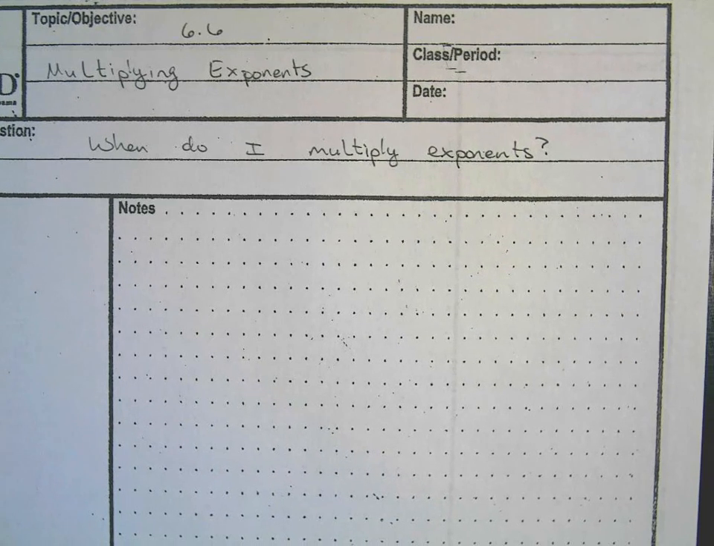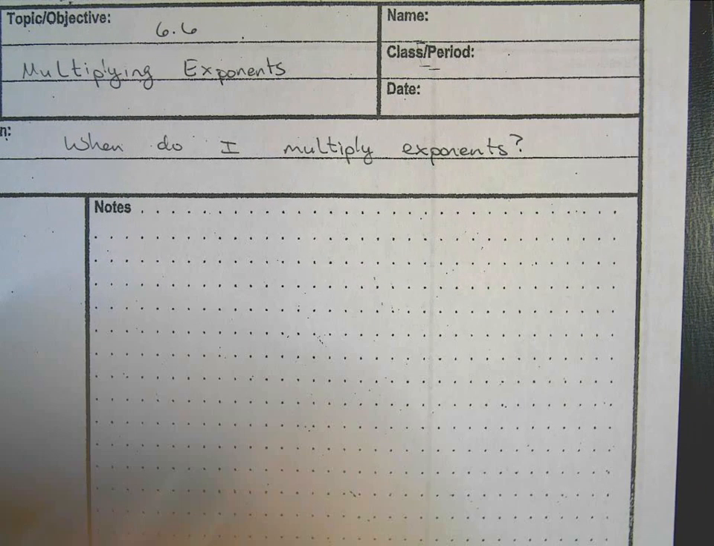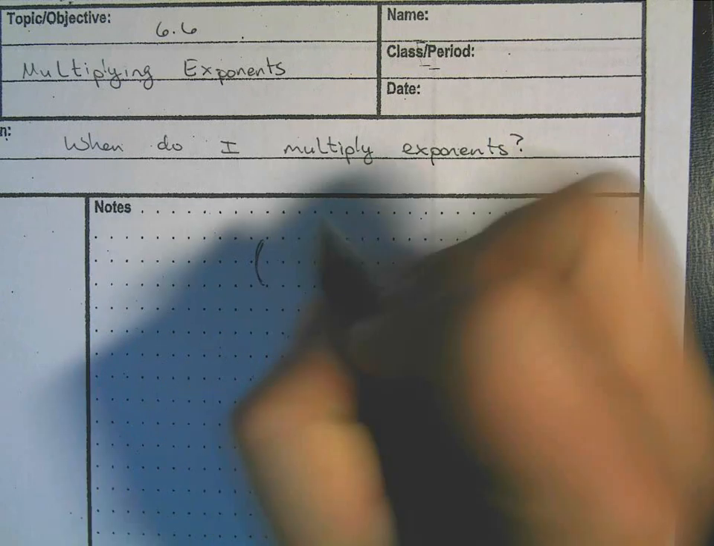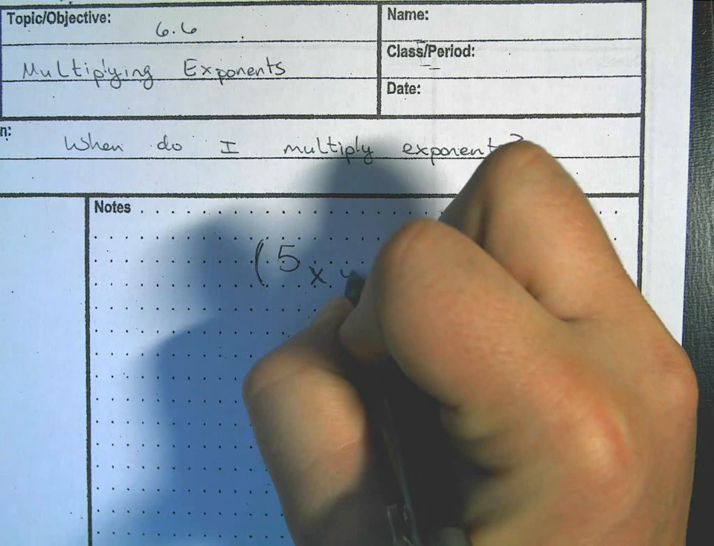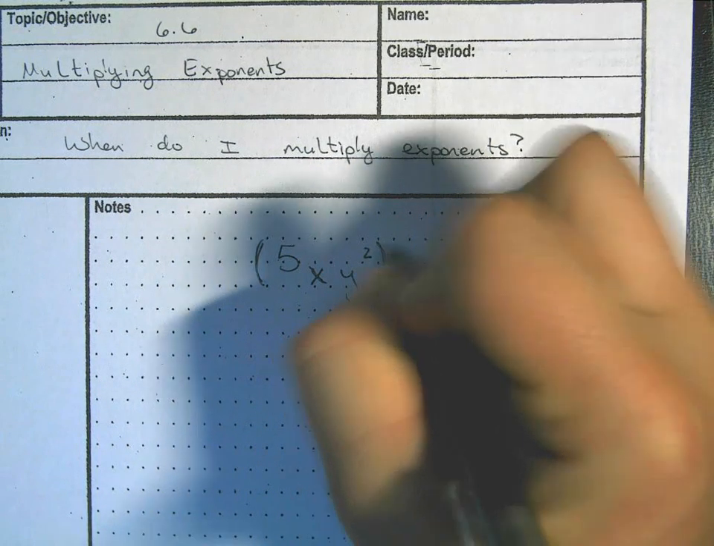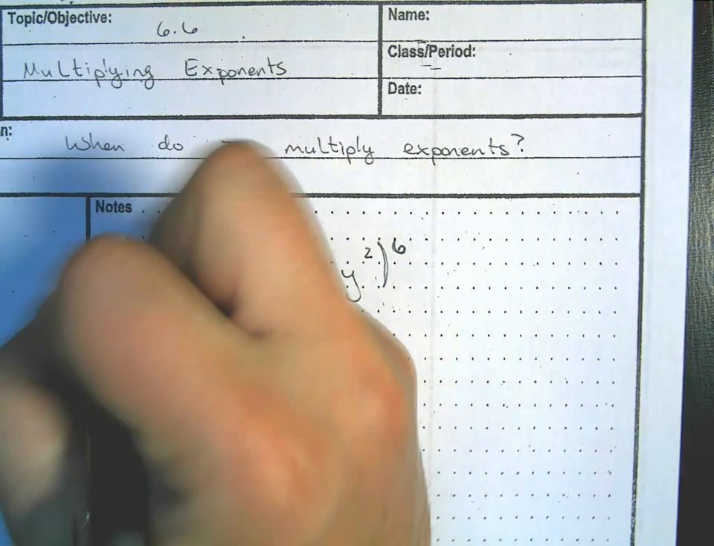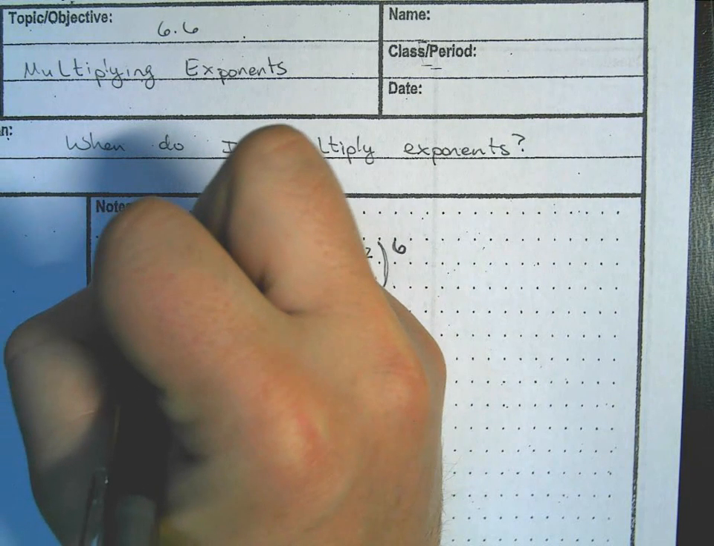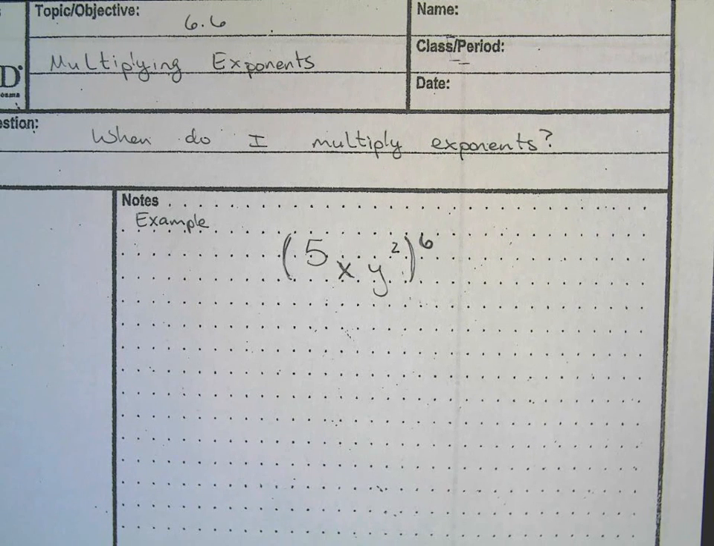So we're just going to dive right into this. I'm going to start off with one big example, and then we'll do a bunch of little examples after that. So say I had in parentheses 5xy squared, and we raise this to the 6th power on the outside. Well, the first thing we want to do is write in any hidden one exponents.